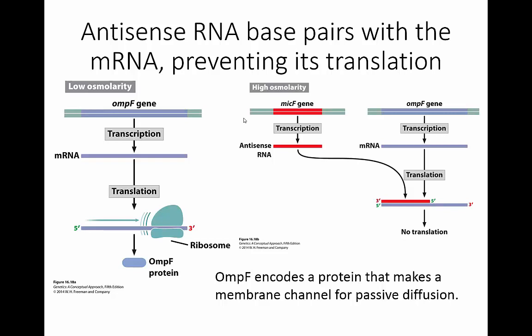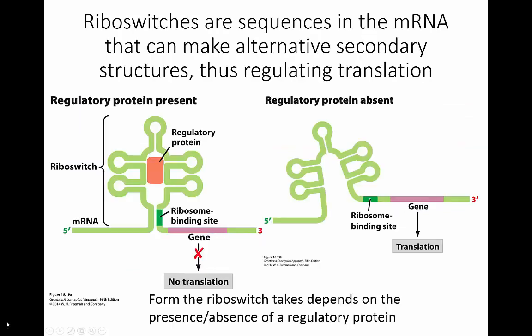So what the cell does is it turns on this functional RNA gene. It's called micF, and this gene is actually complementary to the messenger RNA for the ompF gene, called an antisense RNA. And it binds to that messenger RNA and it prevents it from being translated.